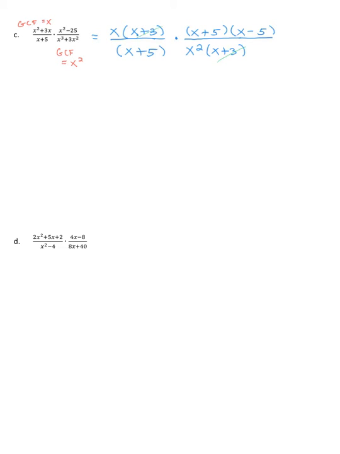I can cancel the x plus 3's. I can cancel an x plus 5. And also, there's an x to the first, and then there's this x squared here. This means I can completely cancel this, and I can reduce this by 1. So I removed one x from the denominator. This makes my answer x minus 5 in the numerator, and only x in the denominator. So this is my final answer.